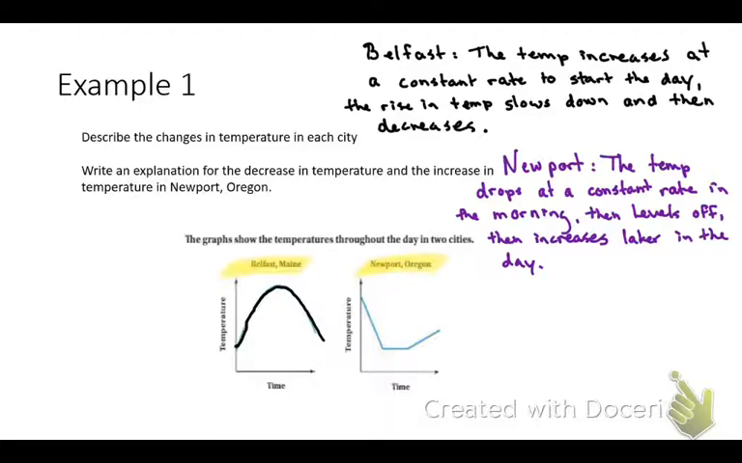Yeah. So let me ask you this. What could be an explanation for the decrease in temperature and then the increase in temperature in Newport, Oregon? Because again, that's not typical. What we see as typical is what happened in Belfast. So what could be an explanation for this drop-off in temperature in Newport, Oregon? What do you think? What could be a potential explanation that at the beginning of the day, instead of warming up, the temperatures actually drop off? Kaylee?